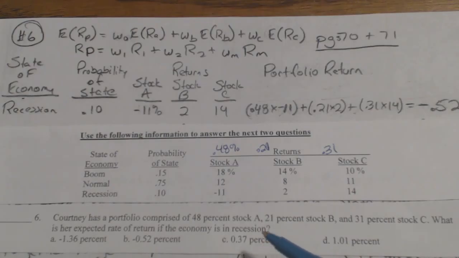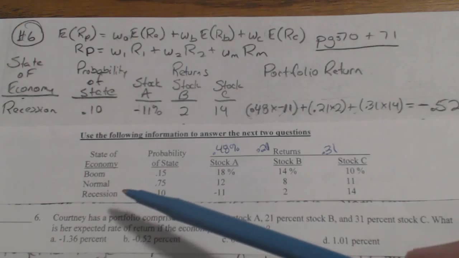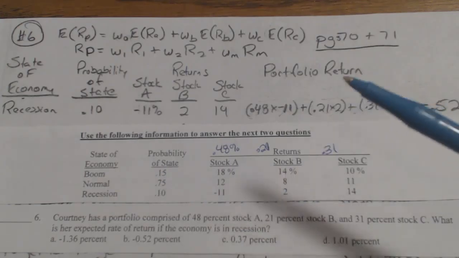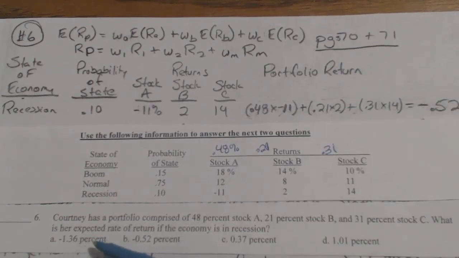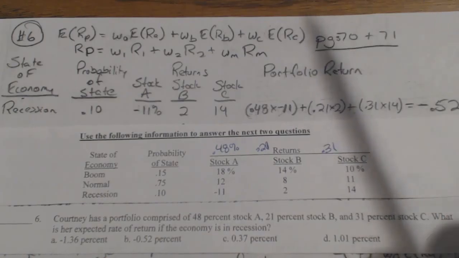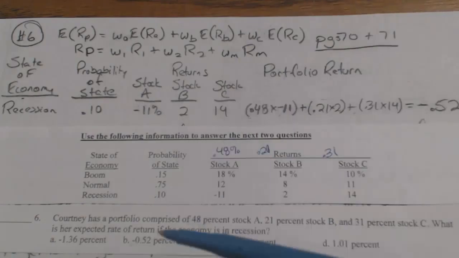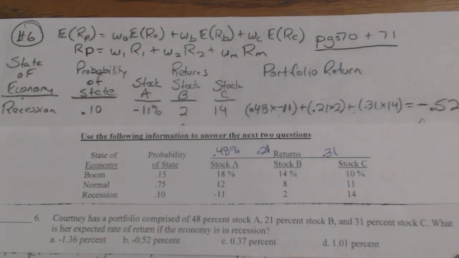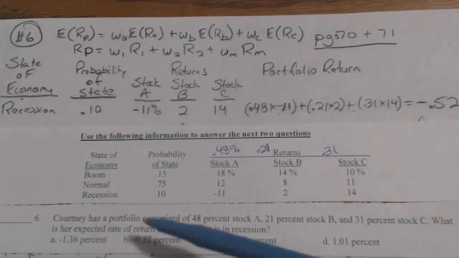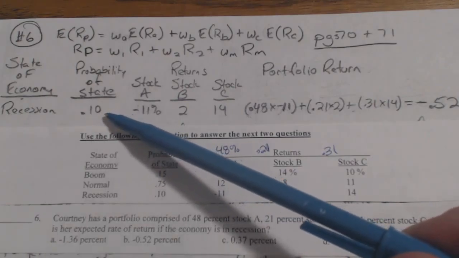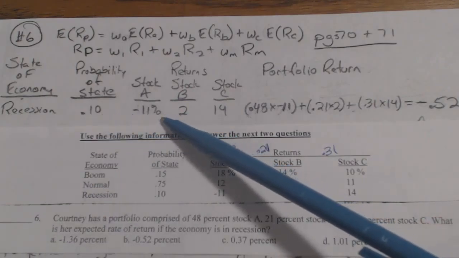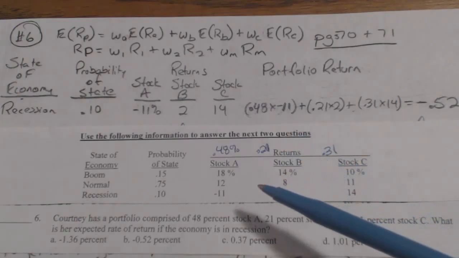Okay, so they didn't ask you the expected rate of return of this whole portfolio with these different probabilities. They asked you what is her expected rate of return if the economy is in recession. So this is a little bit of a trick question, because at that point you're not even worried about the probability, because it's basically telling you the economy is in recession. You're going to try to find out its expected return.